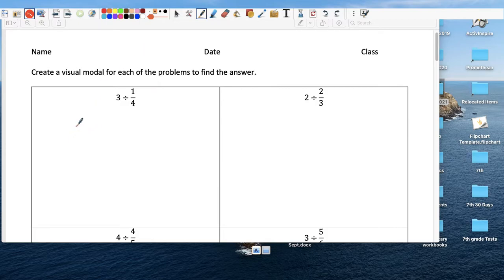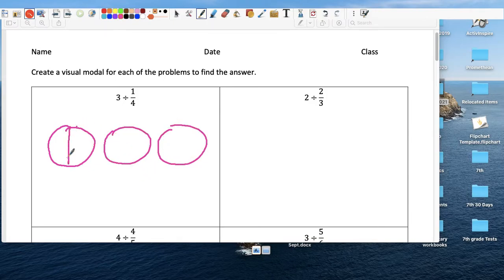So if it's a fourth, circles are fine. So here's three, right? Three circles, three pizzas. Now cutting it up in fourths. So now here I want to give 1/4 to every person.